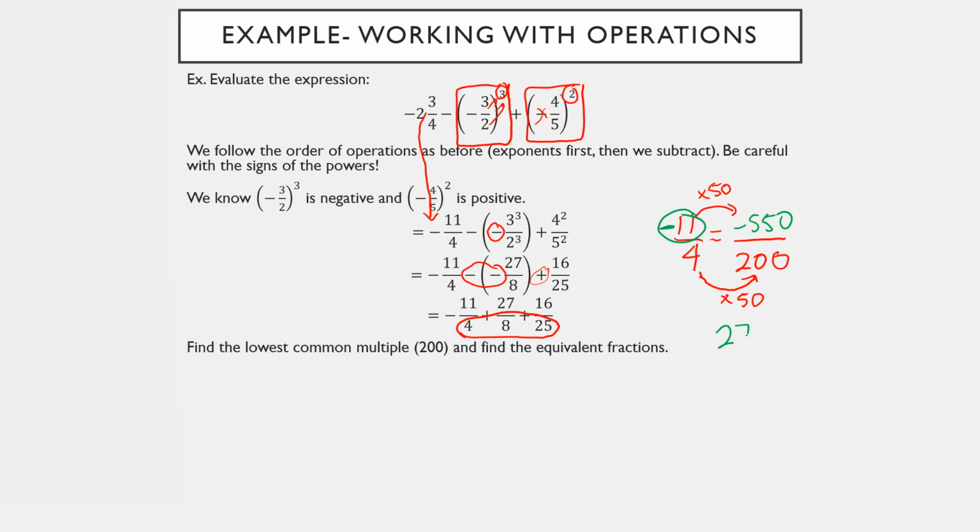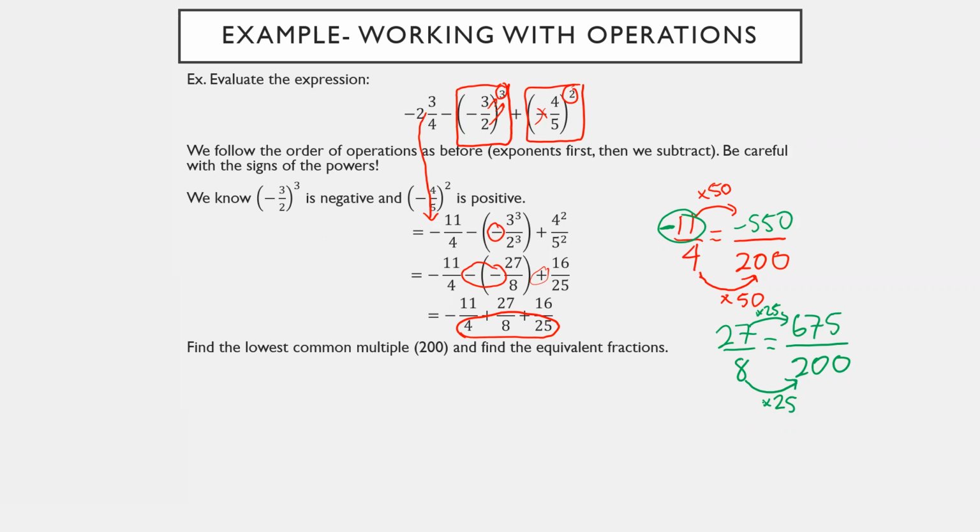So 27 over 8. I feel like I'm doing this with Christmas colors and getting in the festive season there, right? So I'm thinking to myself, how do I go from 8 to 200? I'm going to be multiplying by 25. That means I need to multiply the numerator by 25 as well. So we can just do the math here. 27 times 25 ends up giving us 675. So 675 over 200 is our equivalent fraction.